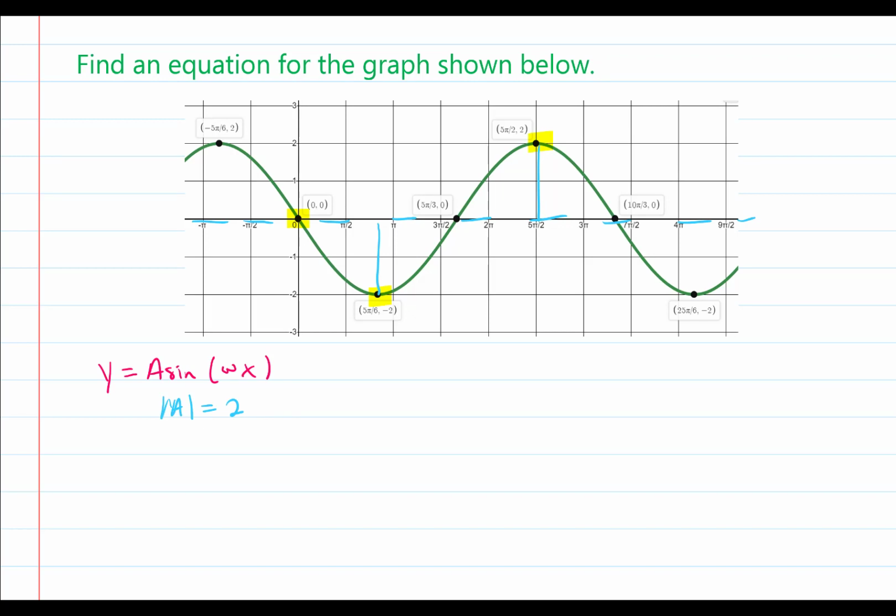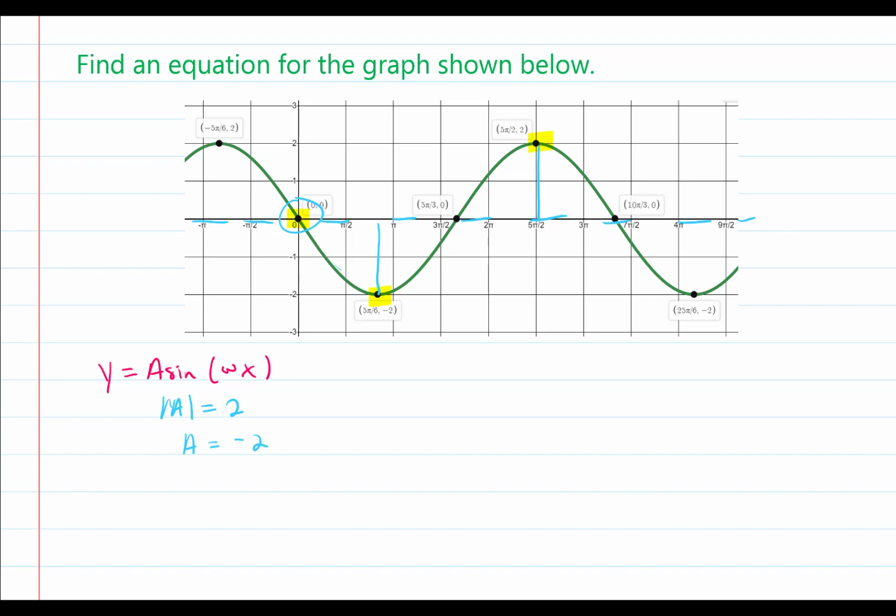Now the other item that we need to consider is, is there a reflection with respect to the x-axis? And the answer is yes. The reason I know that is because when you start at the origin, the graph is continuing to decrease through the origin to a minimum. If it was a sine function without the reflection, it would be increasing through the origin to a maximum. So we know the value of a is equal to negative 2 because of that reflection.